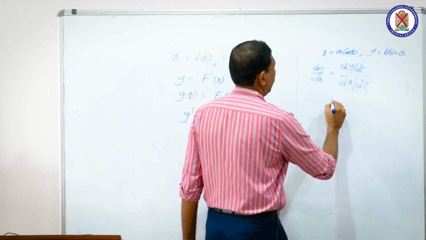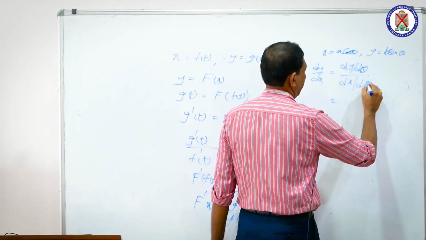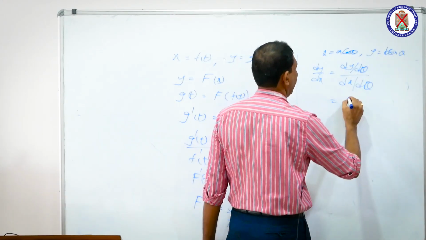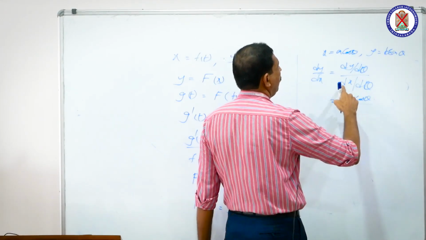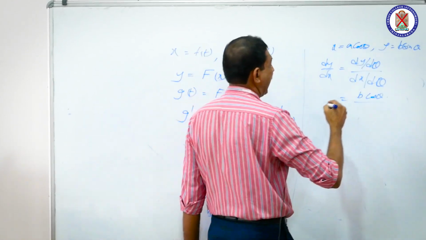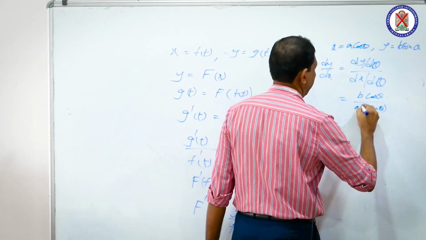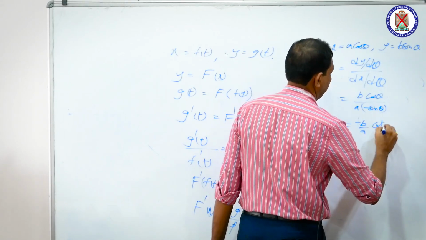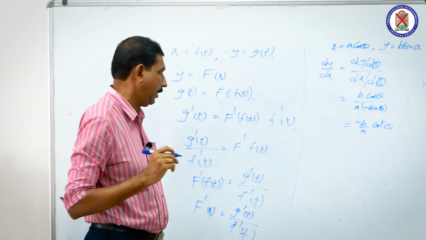Y equal to b sin theta, therefore dy by d theta is equal to b cos theta divided by dx by d theta. X equal to a cos theta, therefore what is the derivative of a cos theta? That is a into minus sin theta. So it is equal to minus b by a cot theta, the derivative of x equal to a cos theta, y equal to b sin theta.